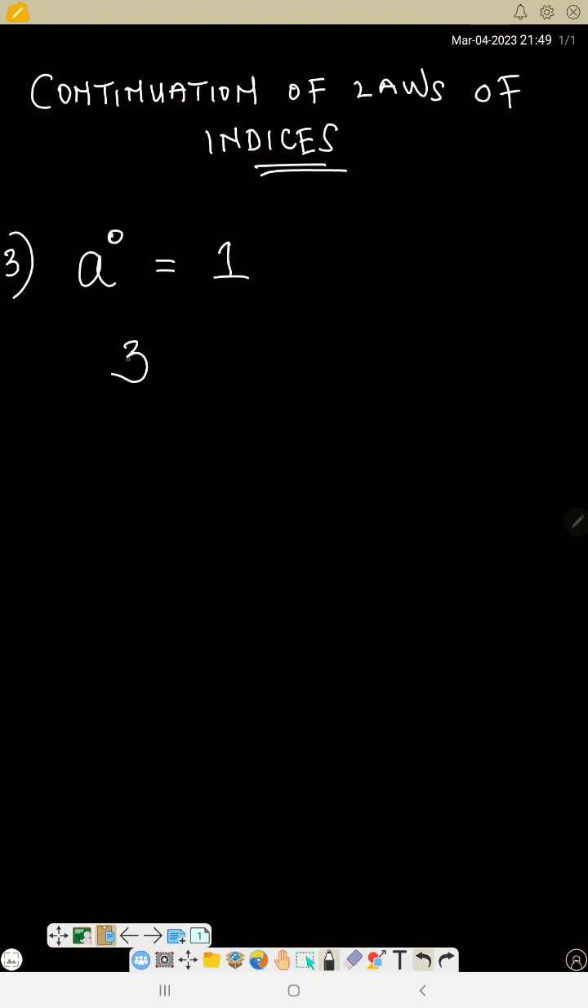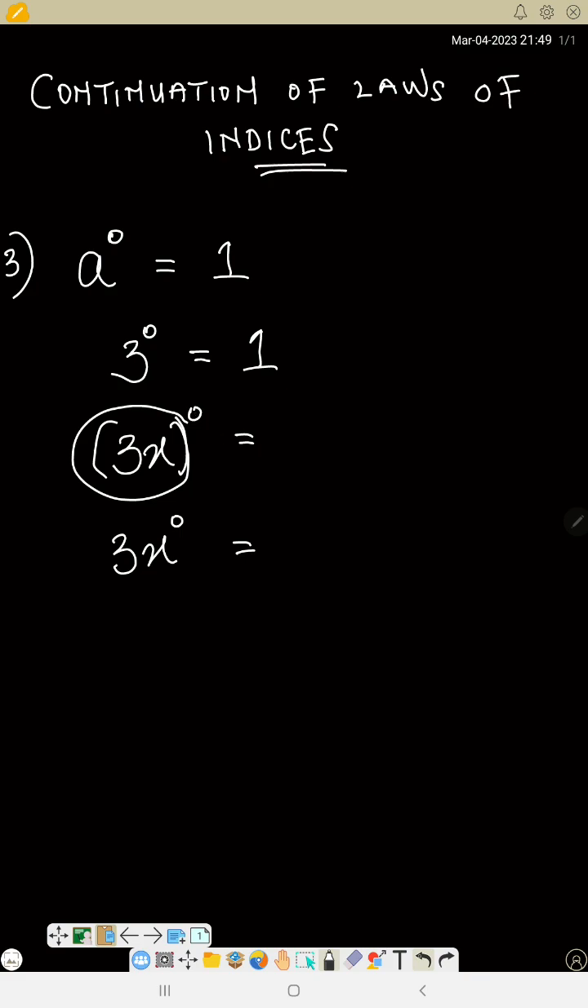So if I have 3 raised to power 0, it will be 1. If I have 3x raised to power 0, and (3x) raised to power 0, please look at these two very well. You will notice there is a bracket here. If there is a bracket and you have 0 outside the bracket, everything is 1. But if there is no bracket, that means the 0 is only affecting x. Then this will be 3 times 1, because it is only x that will turn to 1. Anything raised to 0 is 1. So that means this will be 3. So that is law 3.